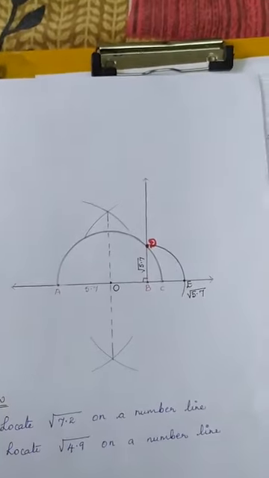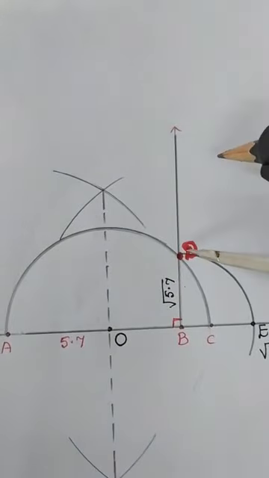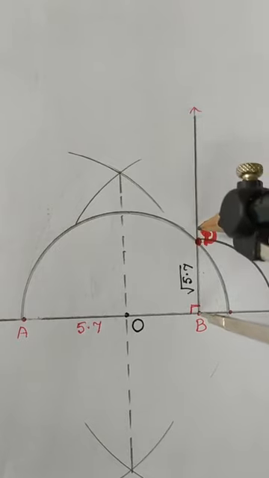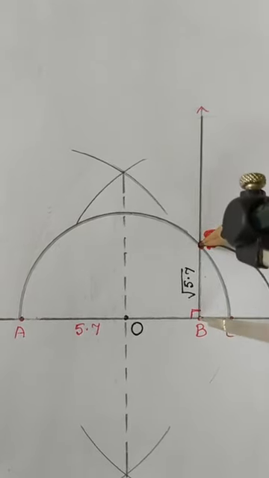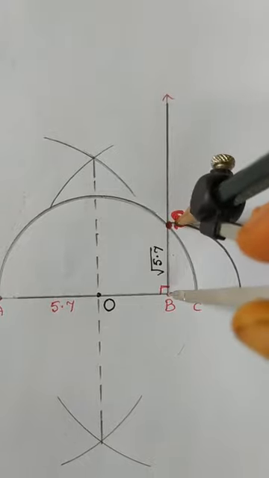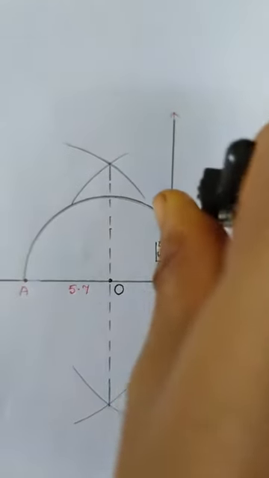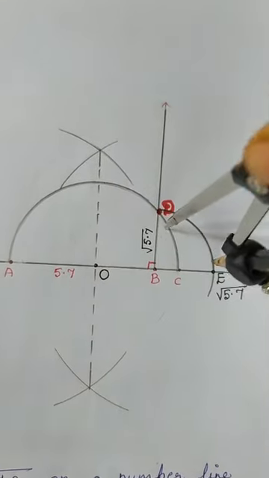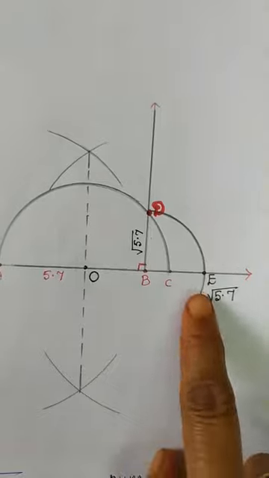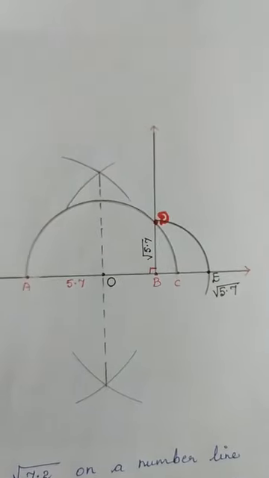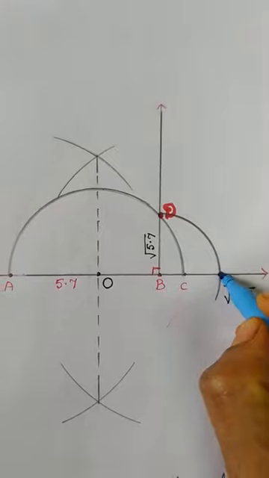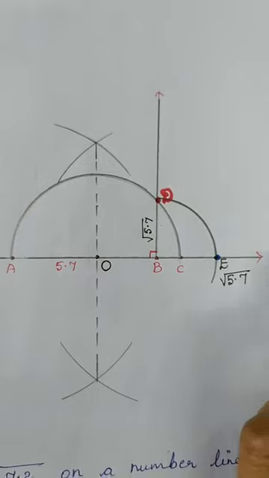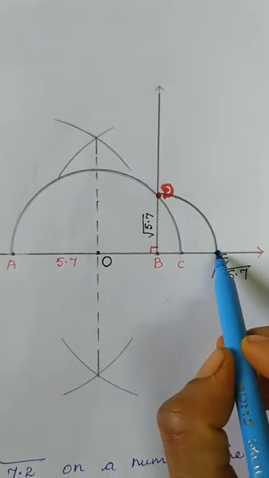Now you have to take the radius, already we have BD, no? Now you adjust the compass to BD. This is the radius BD. We need to take the radius BD and draw an arc like this, and it will cut this number line, no? When you draw this arc, it will cut the number line. This point we are calling E. Okay. Now, on the number line, root 5.7 will lie here.